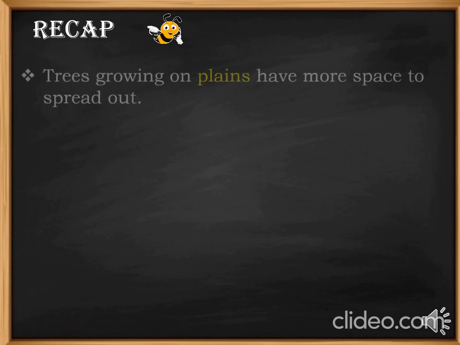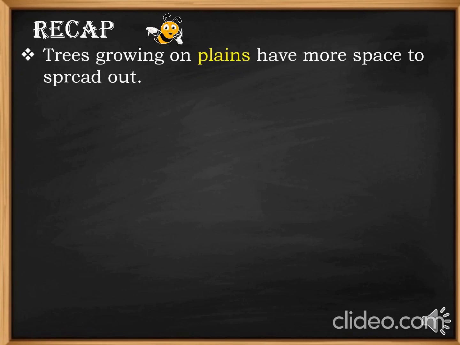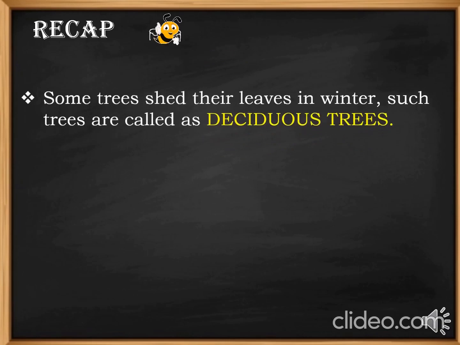Before we start with the next topic, shall we have a quick recap? Okay, let us start. The first one is: trees growing on plains have more space to spread out. Some trees shed their leaves in winter. Such trees are called deciduous trees. What are they called? Yes, deciduous trees.